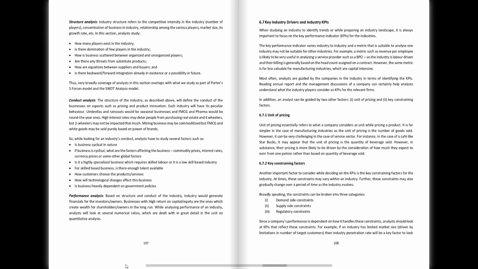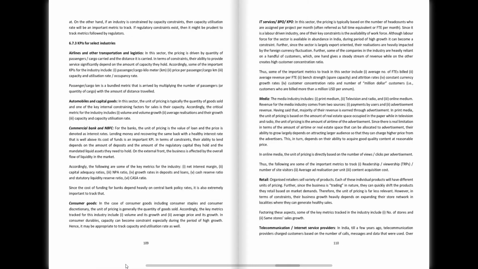Key constraining factors. Another important factor to consider while deciding on the KPIs is the key constraining factors for the industry. At times, these constraints may vary within an industry. Further, these constraints may also gradually change over a period of time as the industry evolves. Broadly speaking, the constraints can be broken into three categories: 1. Demand-side constraints. 2. Supply-side constraints. 3. Regulatory constraints. Since a company's performance is dependent on how it handles these constraints, analysts should look at KPIs that reflect these constraints. For example, if an industry has limited market size, driven by limitations in the number of target customers, then the industry penetration rate will be a key factor to look at.